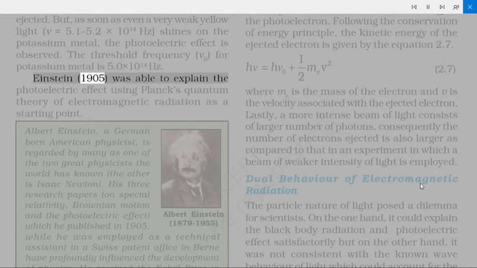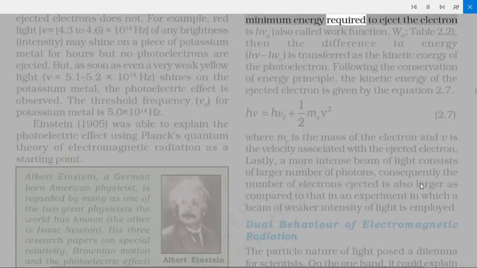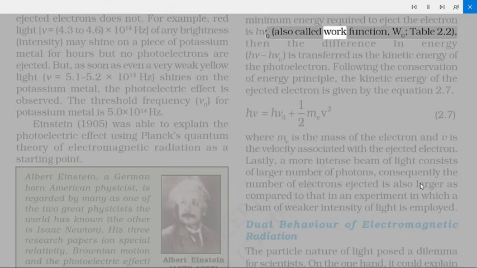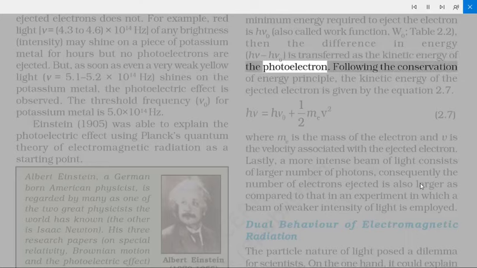Einstein, in 1905, was able to explain the photoelectric effect using Planck's quantum theory of electromagnetic radiation as a starting point. The minimum energy required to eject the electron is hν0, also called the work function, W0, Table 2.2. Then the difference in energy, hν − hν0, is transferred as the kinetic energy of the photoelectron.